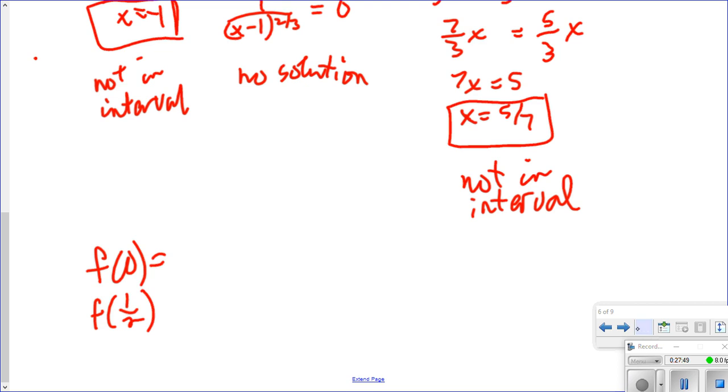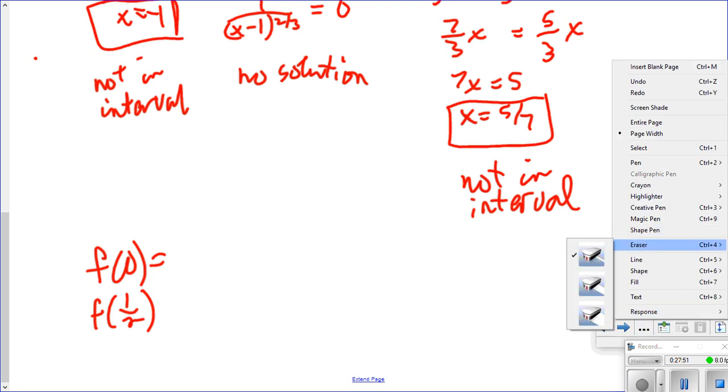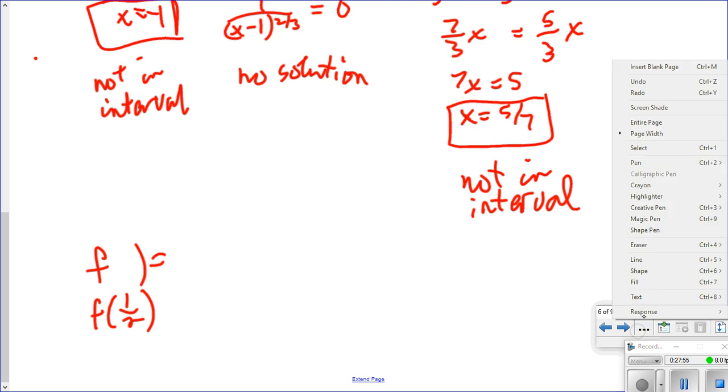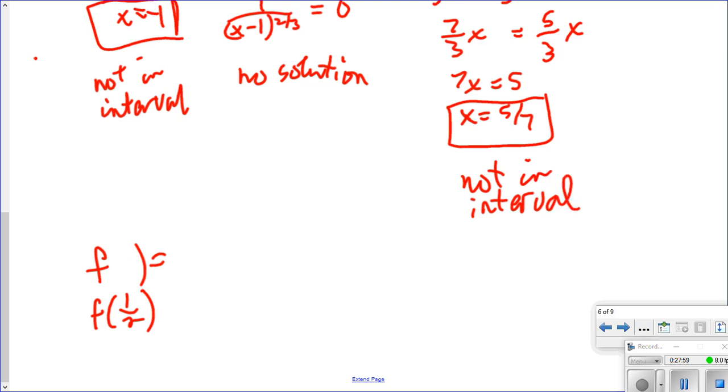Okay, f at 0, let's clean that up a little bit. It doesn't look like a 0. Okay, so go back to your original function and evaluate it at 0 and evaluate it at 1/2. I use Desmos for this, to approximate. I think this is probably a good time to do that rather than fiddle with this function.